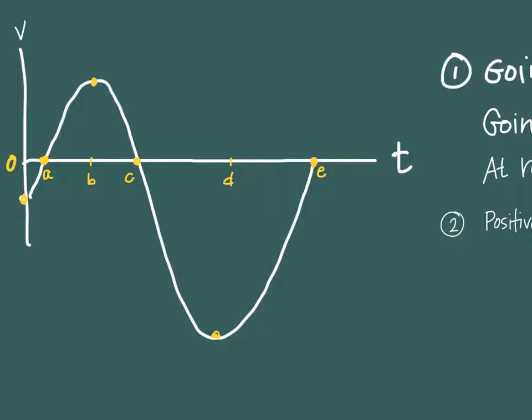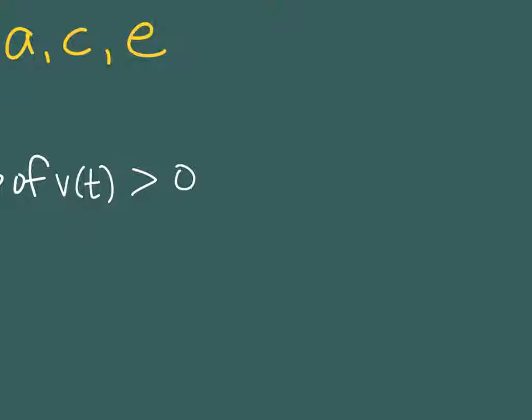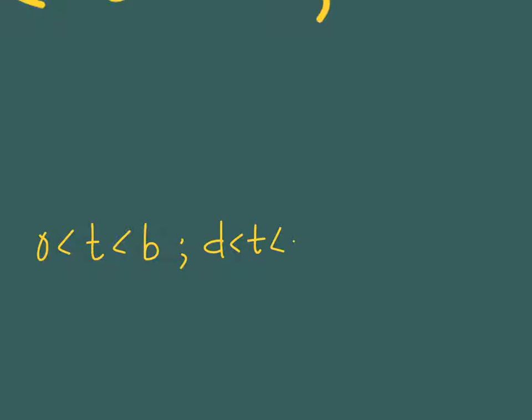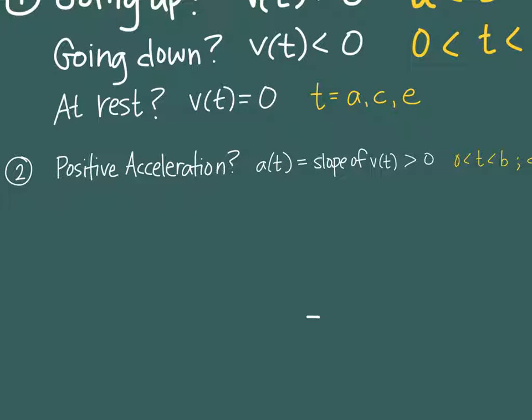From 0 to where? 0 to B. And again from D to E. That's where it has positive slope. Positive slope being the pieces where this has positive slope right here. These are all considered positive slope. That does not mean it's accelerating. It just means it has positive acceleration. And so we're going from 0 to B and from D to E. Whoa. So conversely, when would it have negative acceleration?